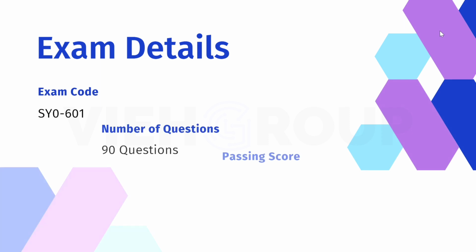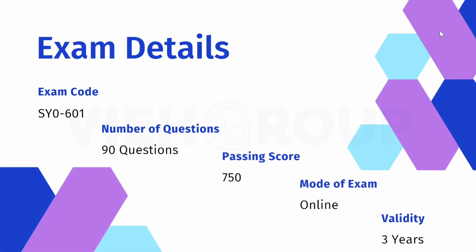As you can see, the exam code is SY0601. The number of questions you're gonna face is 90 and you have to score almost 750 or above. The mode of this examination is online and the validity is 3 years, and after that you have to renew it. Let's move to the course content.